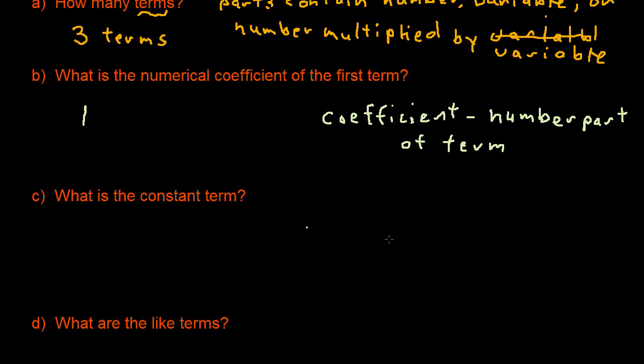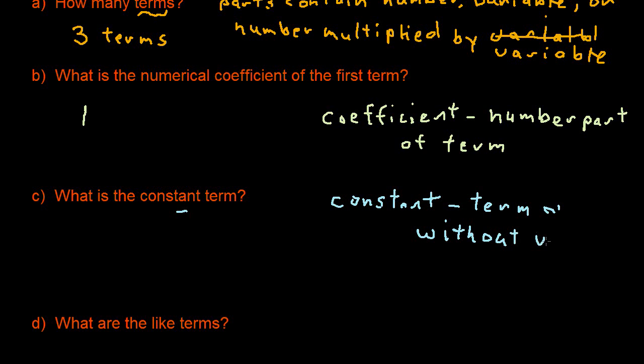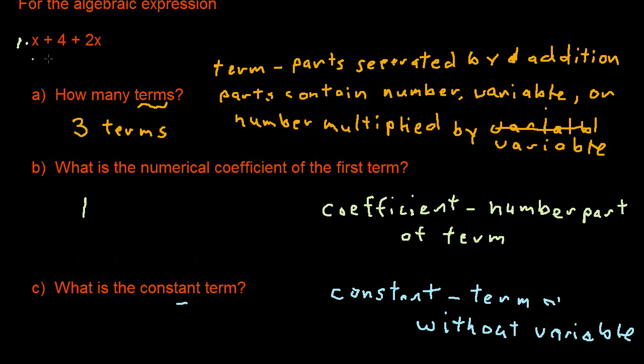Next, in part C, what is the constant term? We need to define constant. What is a constant? A constant is a term that only has a number part. It's a term without a variable. And do we have such a constant term in our expression? We do. There it is, 4. So the constant term is 4.